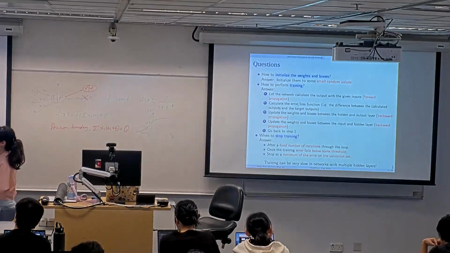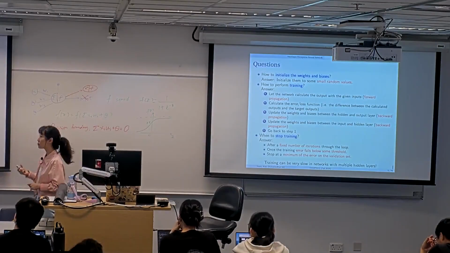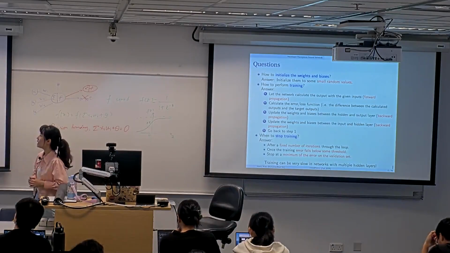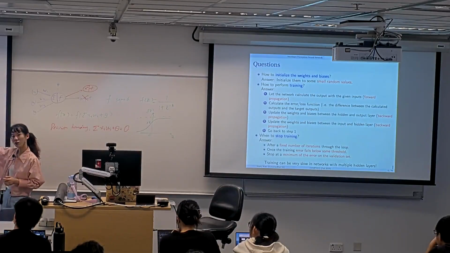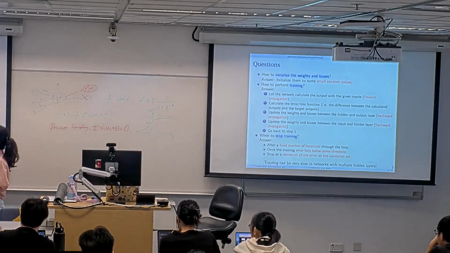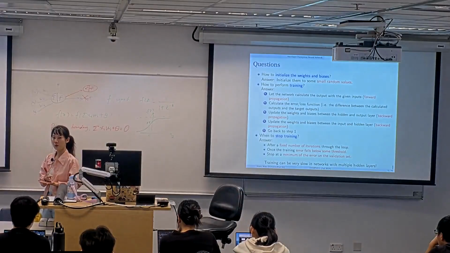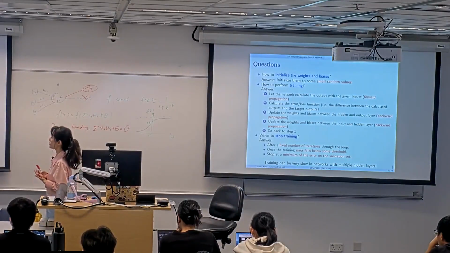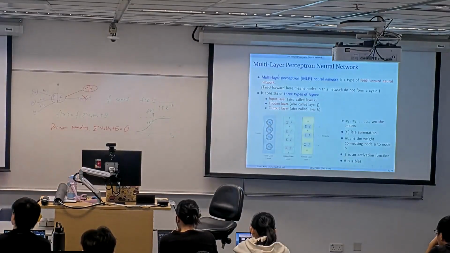Then how to perform the training? After you initialize the parameters to some small random values, how to perform training? This is an illustration of the answer. Later on, we will see some details. So first, we need to let the network calculate the output with the given inputs. For this step, we call it forward propagation. That is here, starting from the inputs.